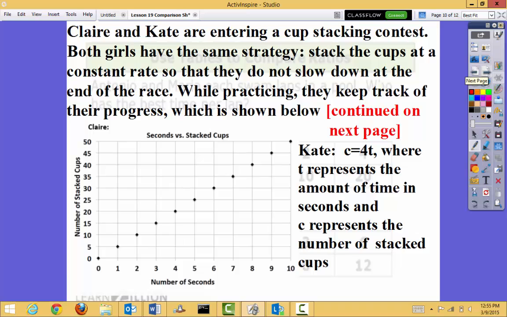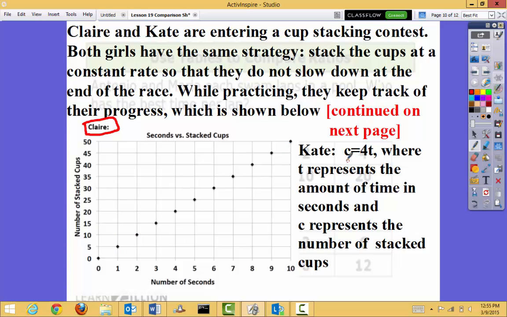Claire and Kate are entering a cup stacking contest. Both girls have the same strategy: stack the cups at a constant rate so they do not slow down at the end of the race. While practicing, they kept track of their progress, which is shown below. So here we have a graph of Claire's. So after 1 second, she stacked 5. After 2 seconds, she stacked 10 cups, and it keeps on going.